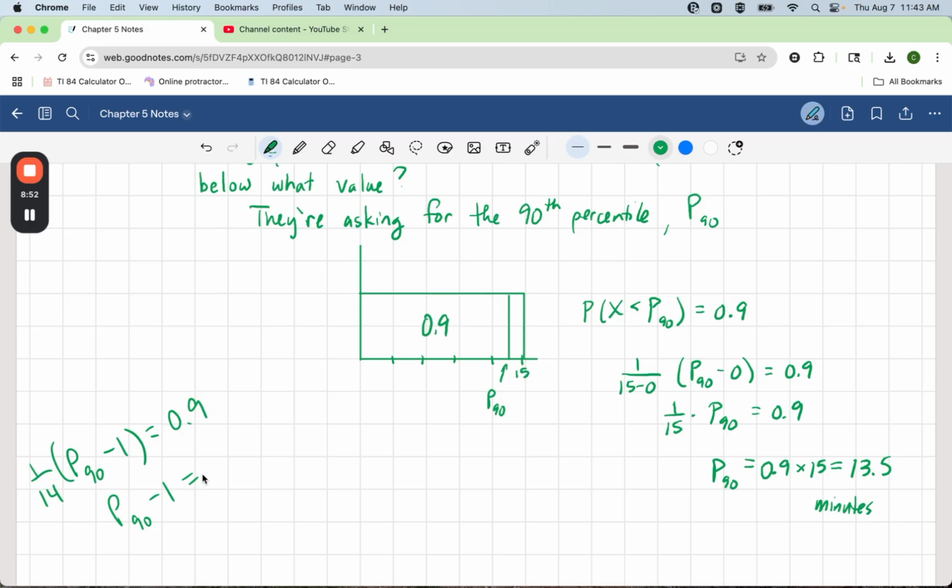Let's see, what's 0.9 times 14? It's like 12.6, I think, or 0.126. 12.6, and I'd add 1. 12.6, not 1.26, so I get 13.6 would be the 90th percentile in that case. So just be cautious of what it's asking you to do, and this section should be pretty straightforward.